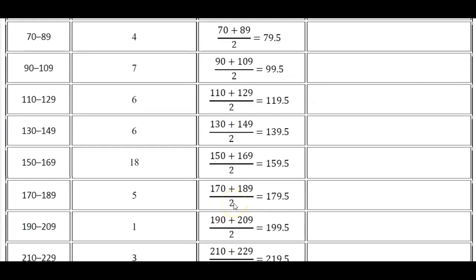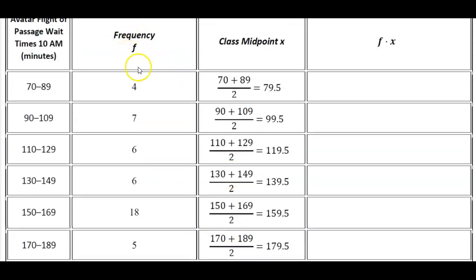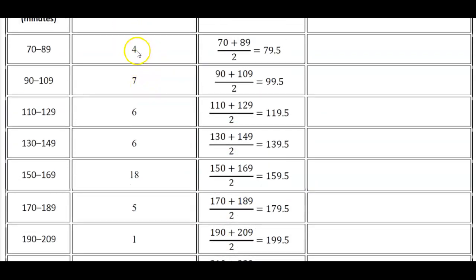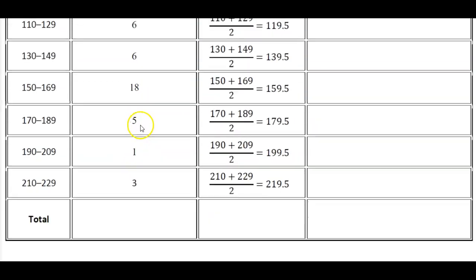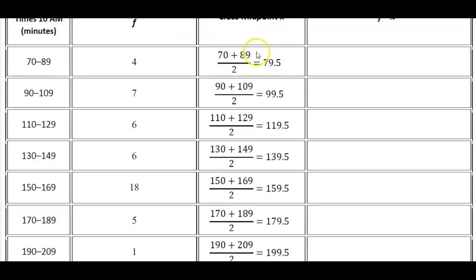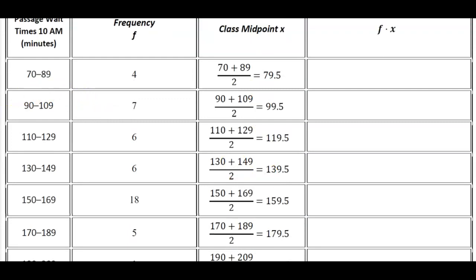Now, one thing we should do is find the total of the frequency. So we want to add 4 plus 7 plus 6 plus 6 plus 18 plus 5 plus 1 plus 3. That means we want to find the sum of the frequency. When we add all those numbers together, we get a total of 50. So we found the total frequency, and we have the midpoint of each particular class.